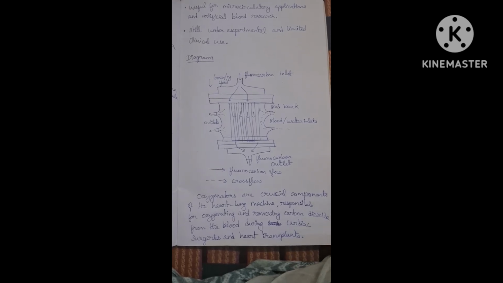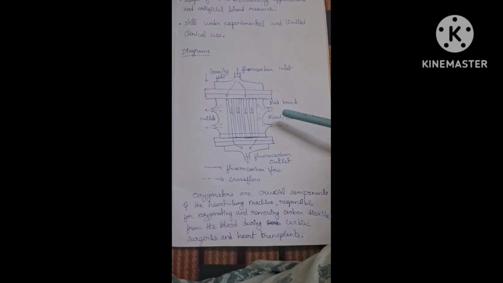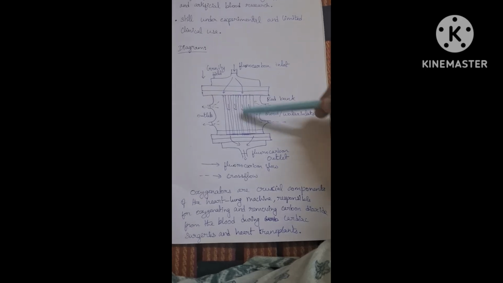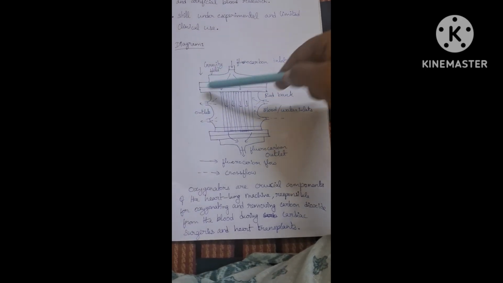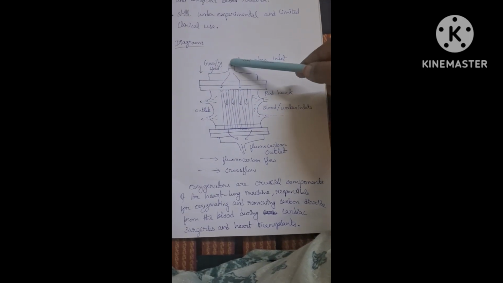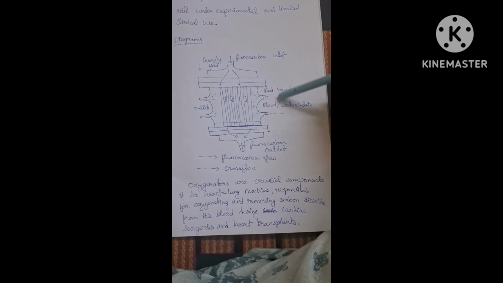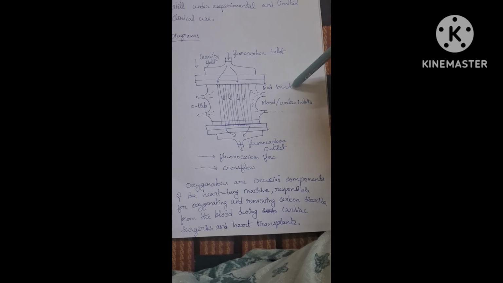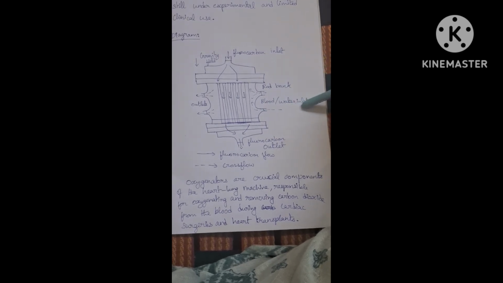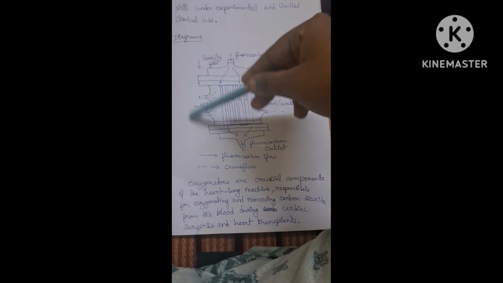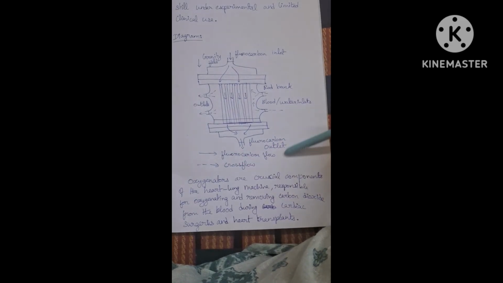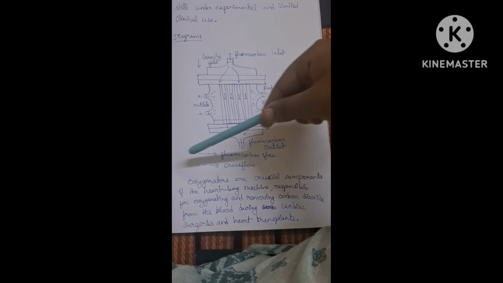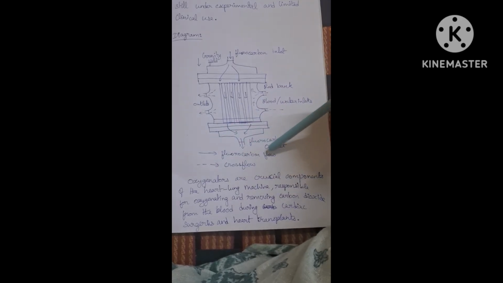The diagram for the liquid to liquid oxygenator is this one. This is gravity field, fluorocarbon inlet, which is given inside. Rod bank, blood and water inlets. These are outlets. Fluorocarbon outlet. This is the line for fluorocarbon flow, this is the line of cross flow.